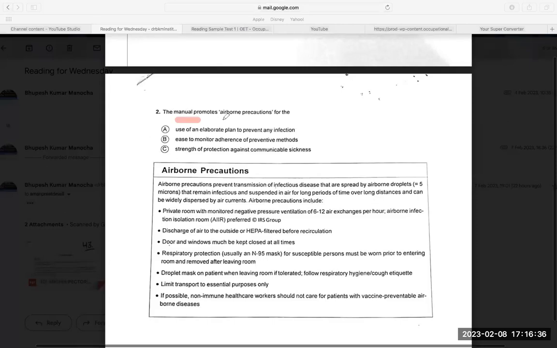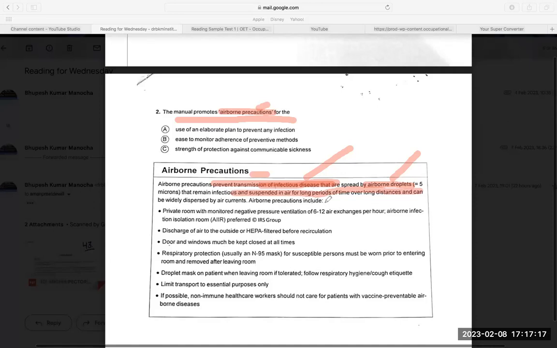The manual promotes airborne precautions for the... So the question is about airborne precautions. Basically, they say the manual promotes airborne precautions for, which means why do they want to promote, what is the purpose? Airborne precautions prevent transmission of infectious diseases. That is, the purpose is prevention of transmission of infectious diseases that are spread by airborne droplets. That is the major thing: airborne precautions are for airborne antigens, to prevent infectious diseases that remain infectious, suspended in the air for a longer period of time.